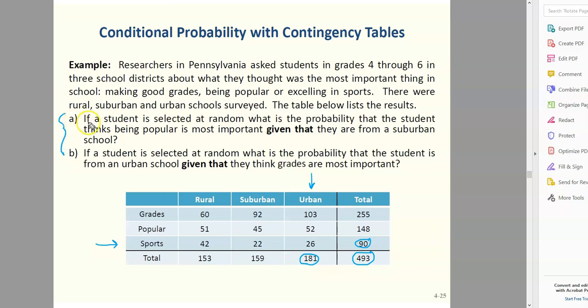So the first question we want to answer is, if a student is selected at random, what is the probability that the student thinks being popular is most important, given that they are from a suburban school? And then part B, if a student is selected at random, what is the probability that the student is from an urban school, given that they think grades are most important? So let's see how we answer these two questions.